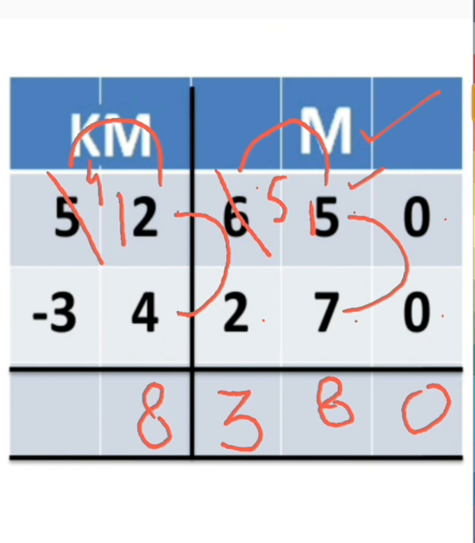Now in the next column children, we have 4 and 3. So 4 minus 3 is 1. So we will write 1 in the kilometers column children. So children, we have got 18 kilometer 380 meter as the answer, when we subtract 34 kilometer 270 meter from 52 kilometer 650 meter.